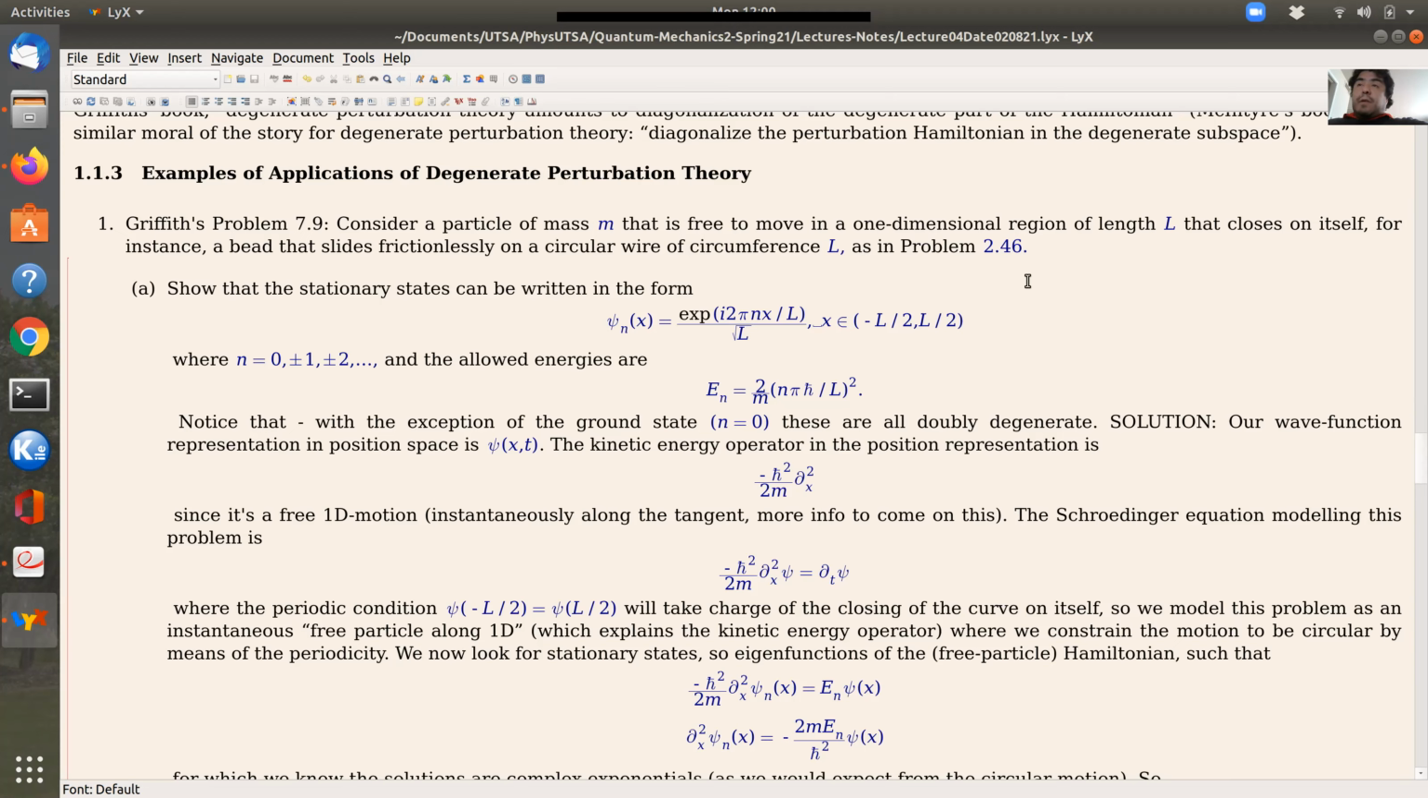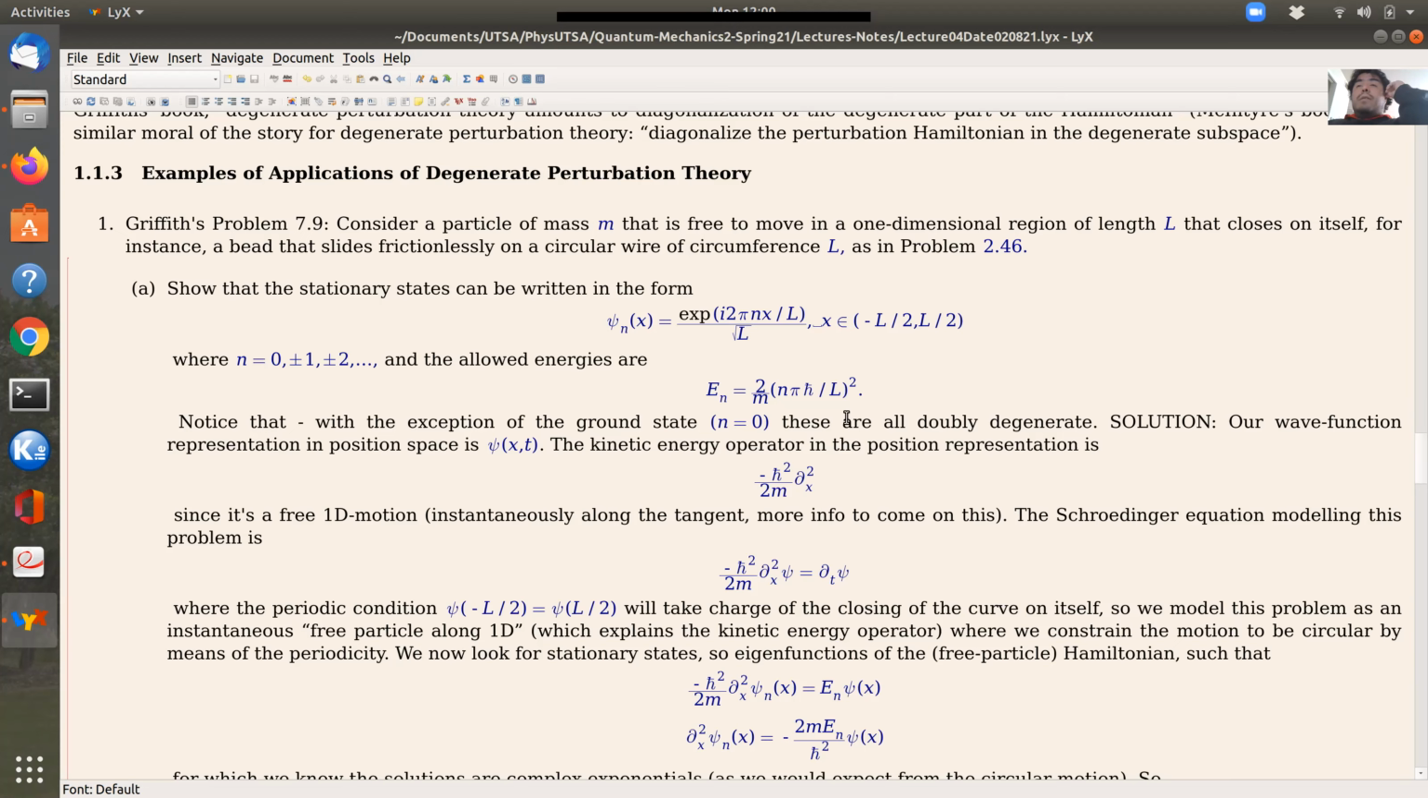This is just a reference to Griffiths' problem. It's not important. I just put it in case you want to check the book. And the first indication is the following. Show that the stationary states can be written in the form psi_n equals the exponential of i 2 pi n x divided by L, this is the argument of the complex exponential, and all this divided by square root of L, where the domain is minus L over 2 to L over 2. Of course, the domain should be restricted as we have this periodic circular motion. And the levels are n equal to 0, plus or minus 1, plus or minus 2, etc.